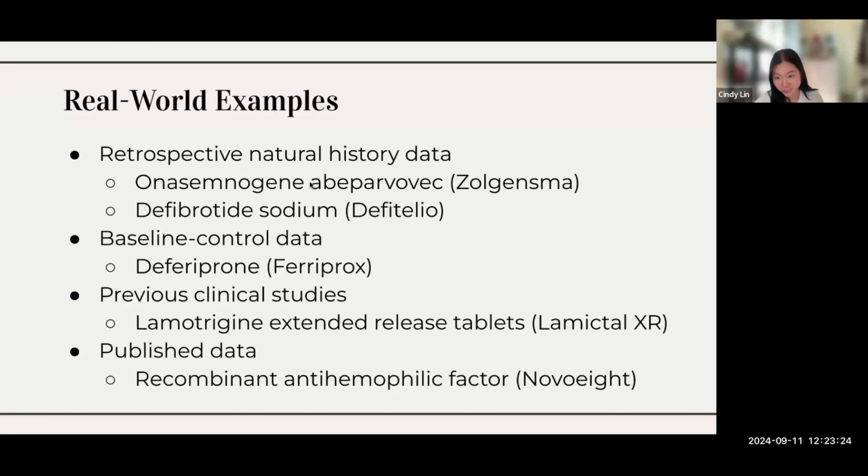And then moving on, an example of a previously conducted clinical study being used as an external control is in the case of Lamictal XR, aka lamotrigine extended release tablets used for epilepsy. And specifically for this, they wanted to add a new indication, which was monotherapy in patients with partial seizures.